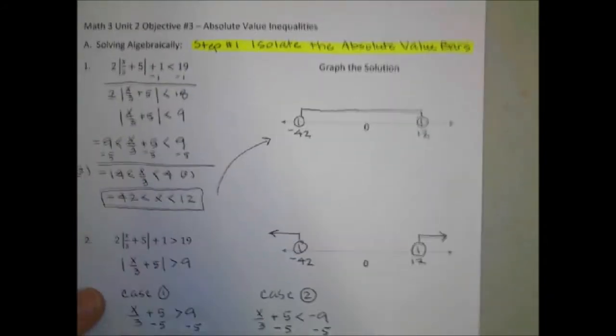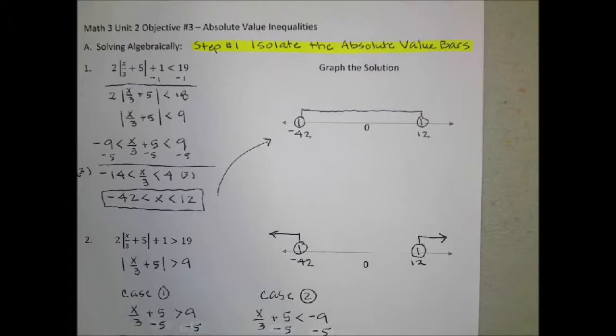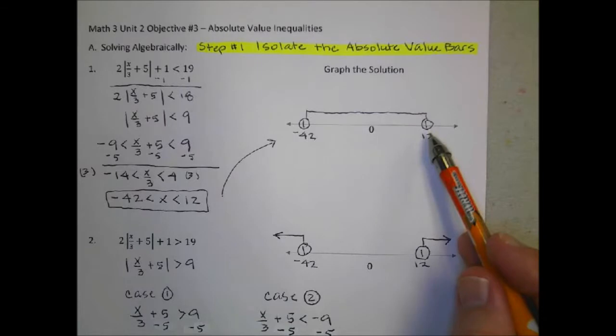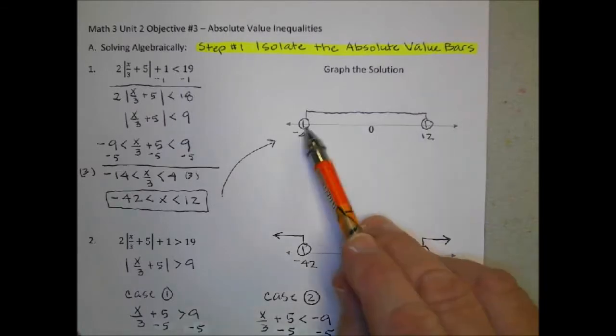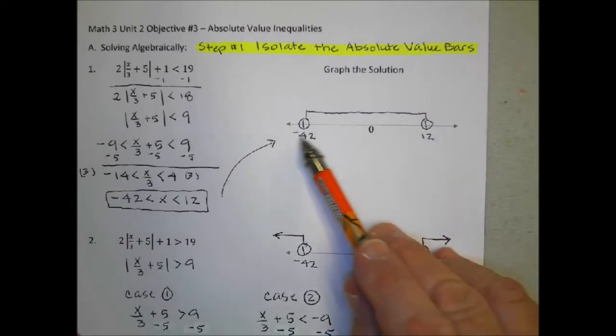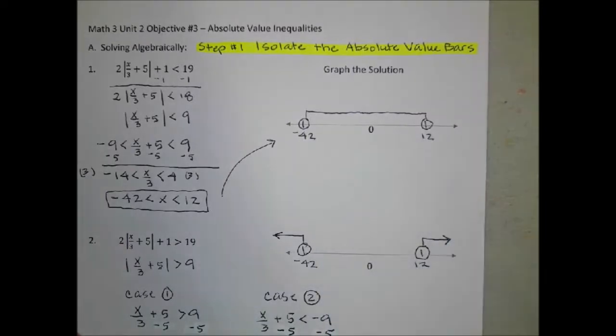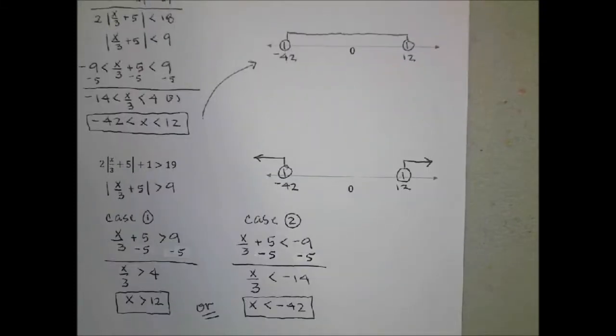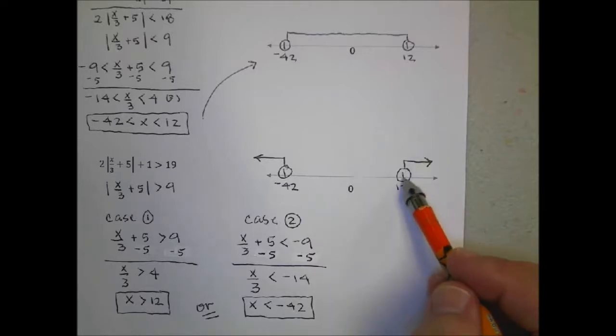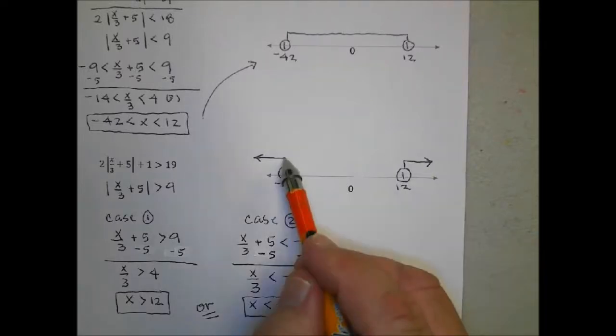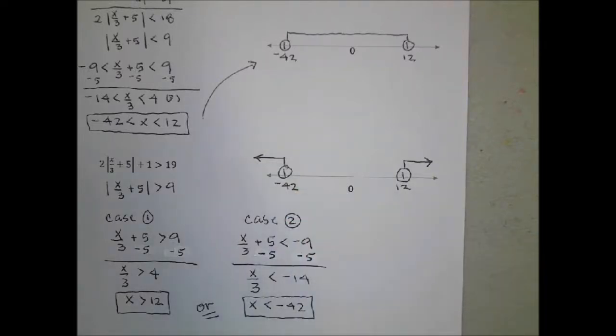Now, if you look at the two graphs, remember they were the same problem, only one of them was less than and one of them was greater than. The less than one produced an answer that is what I call a bounded region. All the values of x between negative 42 and positive 12. The greater than actually produced answers that can be found in one of two regions. Either all the numbers bigger than 12 or all the numbers less than negative 42.